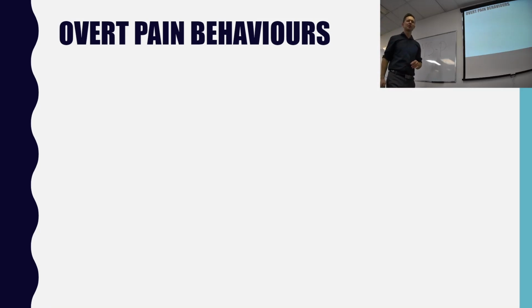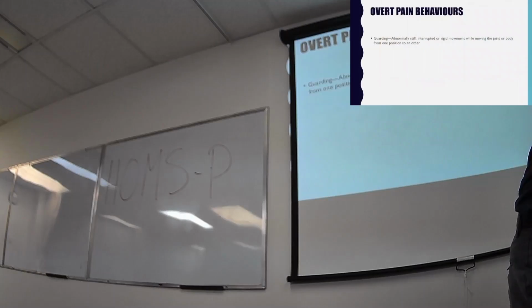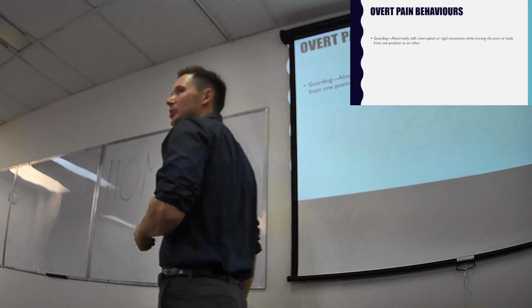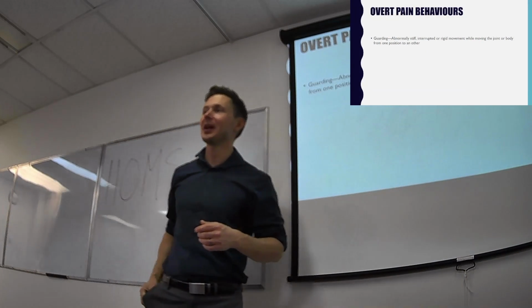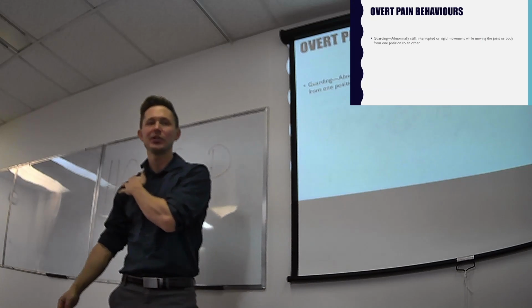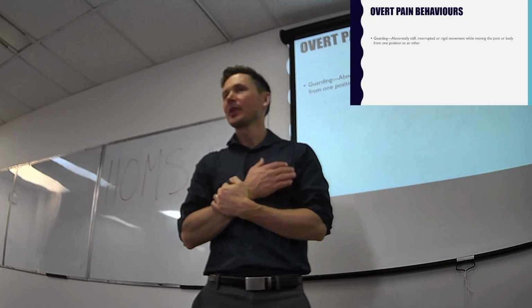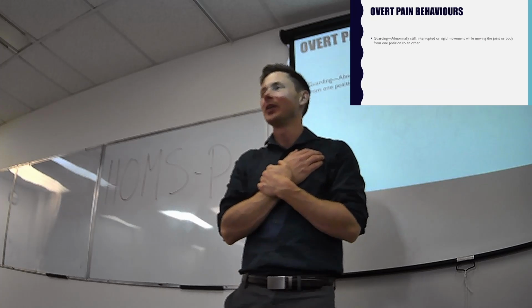So let's begin with overt pain behaviors. The overt pain behaviors are very obvious. And the first is going to be guarding. That's abnormal, stiff, interrupted or rigid movements while moving a joint from one position to another. So with guarding positions, there's a few very obvious guarding positions. One would be, say somebody has a separated shoulder, not a dislocated shoulder, a separated shoulder. That's an AC joint injury. What they tend to do is they'll hold their arm close to their body like this. That's a guarding position. So they guard that.